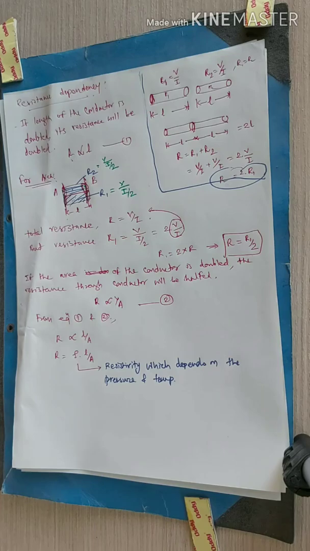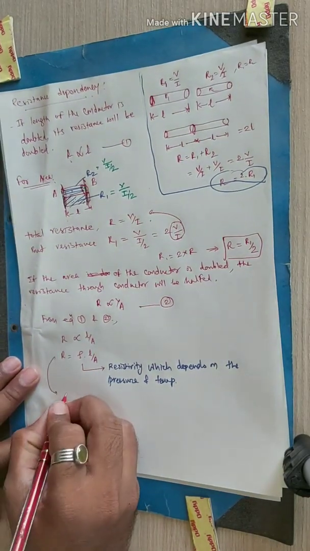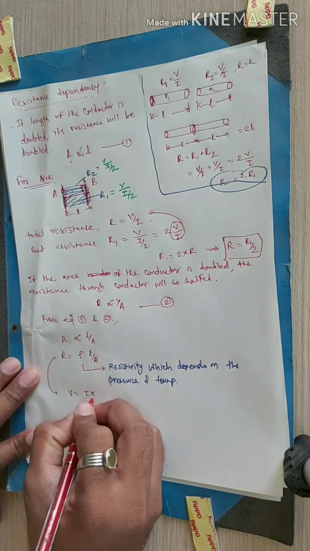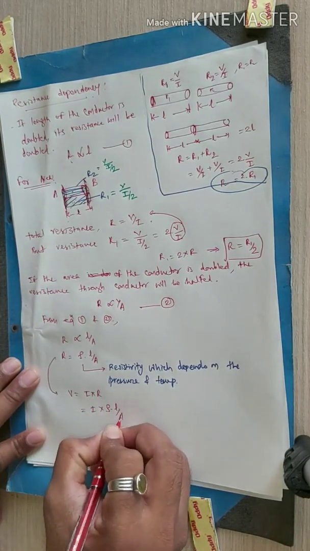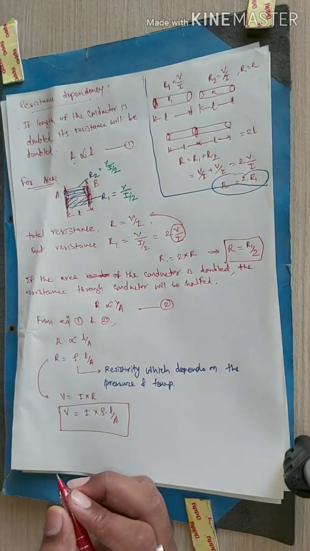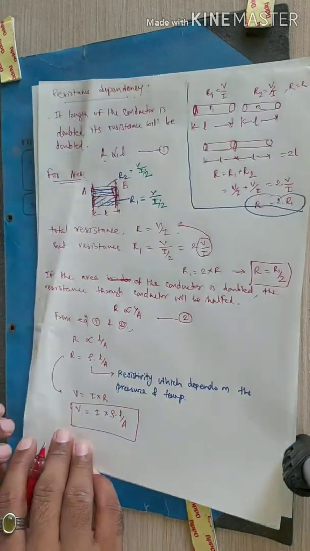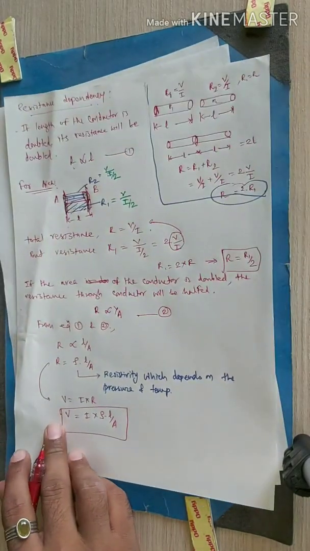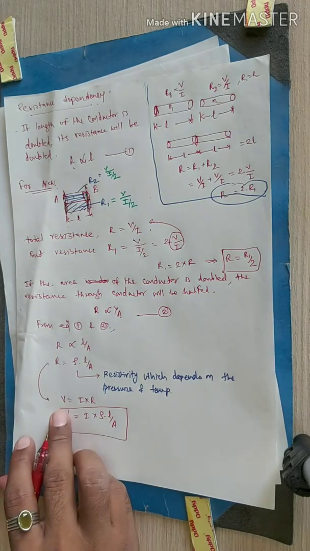Now V is equal to I into R, that is Ohm's law. So V is equal to I into rho L upon A. So that is Ohm's law. So this is our theory for resistance dependency based on Ohm's law. So you can take a screenshot of this page, and now we'll move on to a further topic.